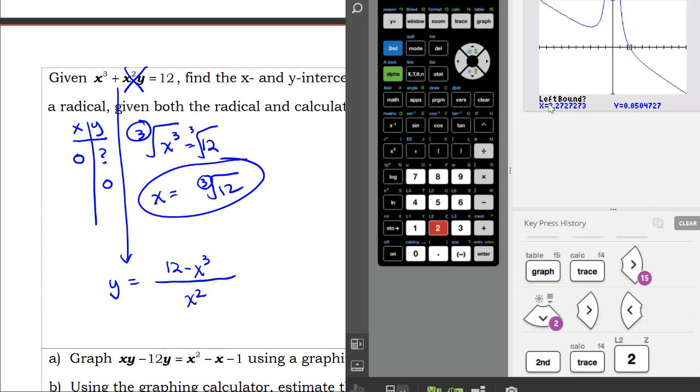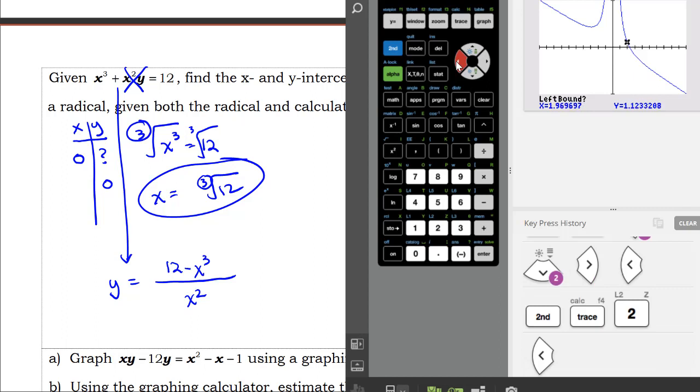What does the bottom of the screen say? Left bound. So go back to the left a bit, anywhere to the left of that x-intercept. I know you're also above, don't worry about that. You're to the left of it, press enter. What does the bottom of the screen say now? Right bound. So go to the right, past it. I know you're below, but you're also to the right of it, aren't you? Enter.